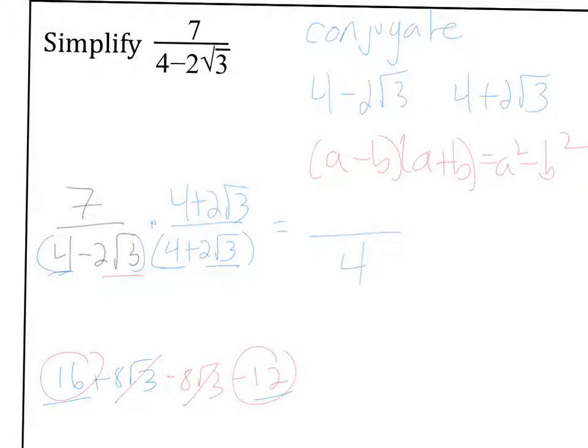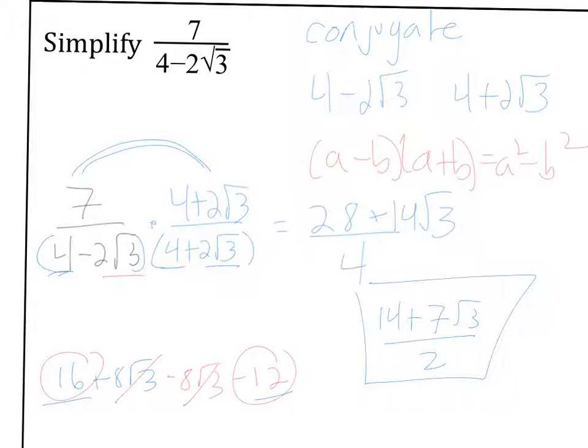And the top's going to become 7 times 4 is 28. 7 times 2 root 3 is 14 root 3. And now finally, because all of these are divisible by 2, I'm going to divide everybody by 2 and get a final answer of 14 plus 7 root 3, all over 2.